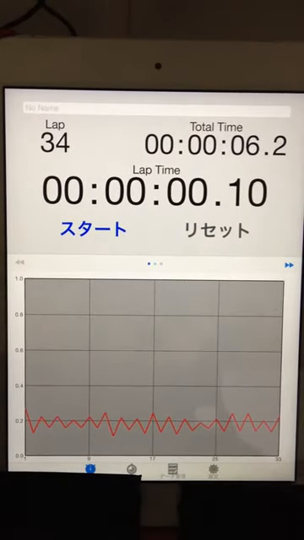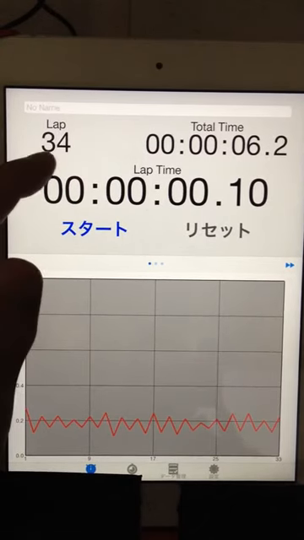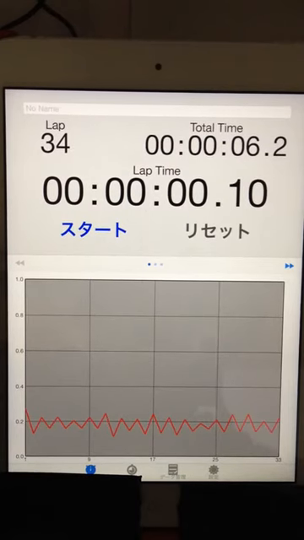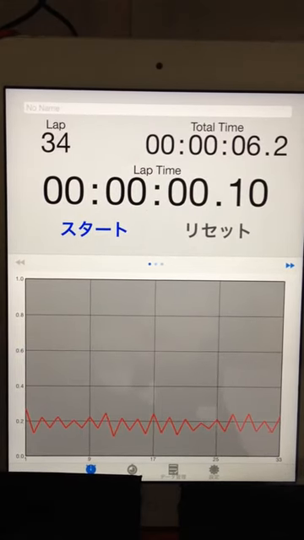Today 6.2 seconds. Divide it by 3, 4 laps. Multiply by 2 = 6.36 seconds for 1 beat.